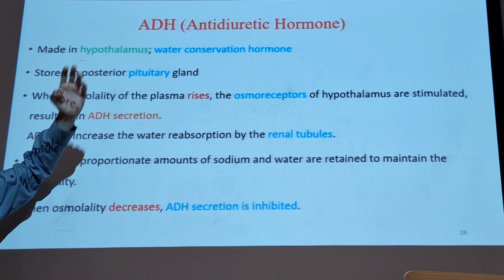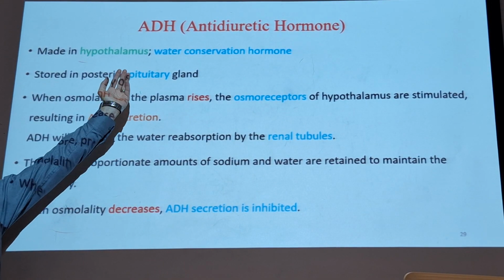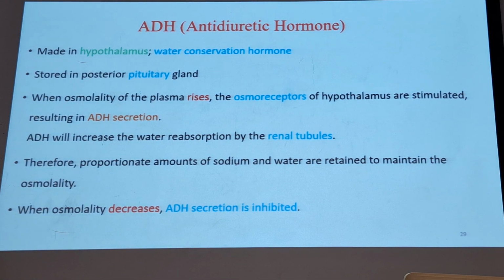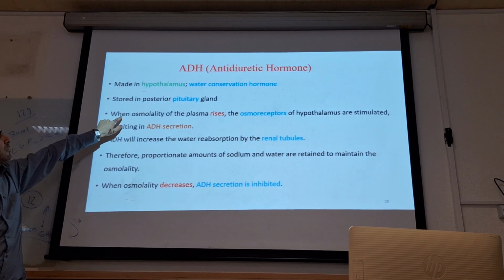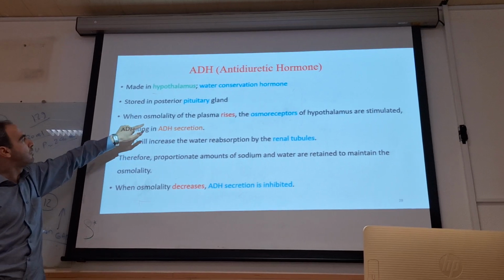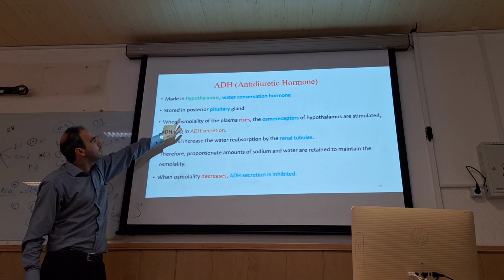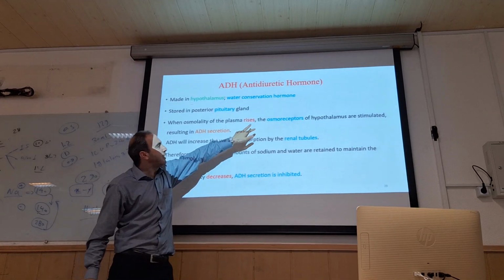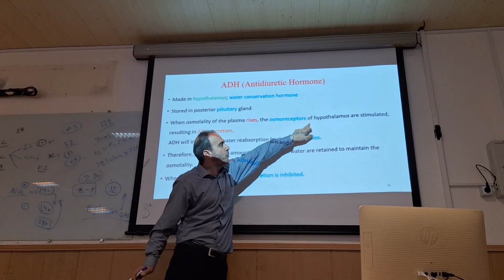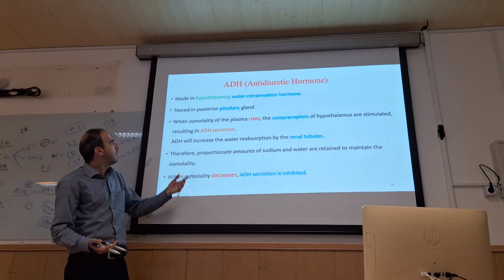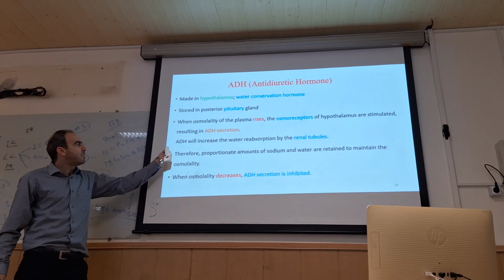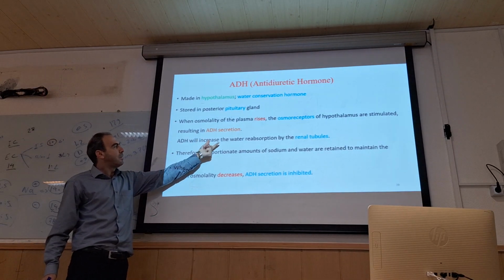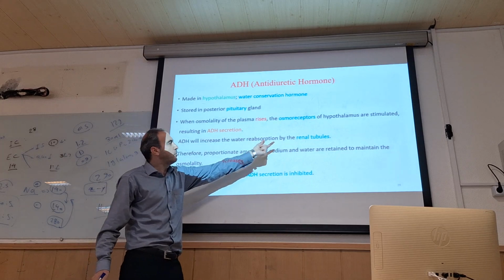ADH is made in the hypothalamus, and it's actually the water conservation hormone. It's an antidiuretic hormone, stored in the posterior part of the pituitary. When the osmolarity of the plasma rises, the osmoreceptors in the hypothalamus are stimulated, resulting in ADH secretion. The function of ADH is to increase water reabsorption by the renal tubule.